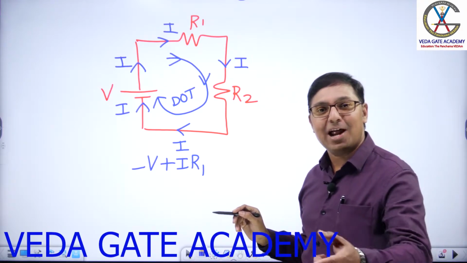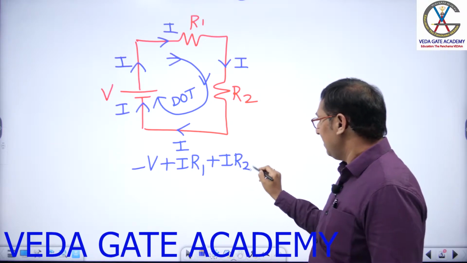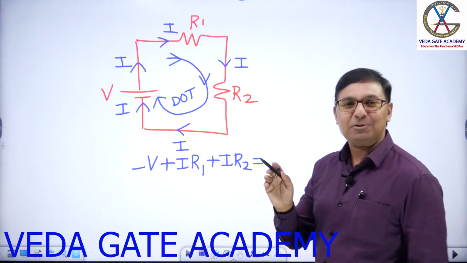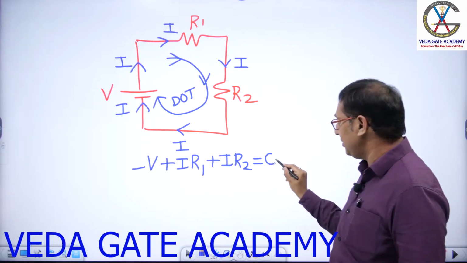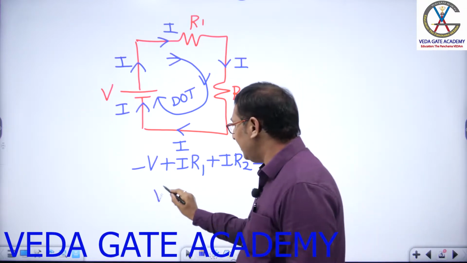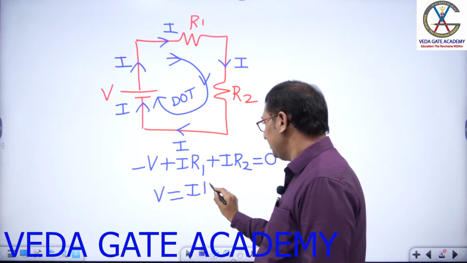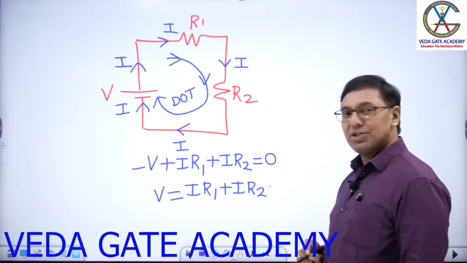Both are in same direction or opposite direction? Both are in same direction. Here we write as plus I into R2. As per the definition given by the KVL, algebraic sum of voltages in a closed path equals to 0. From here what we write, sir? V equals to IR1 plus IR2.